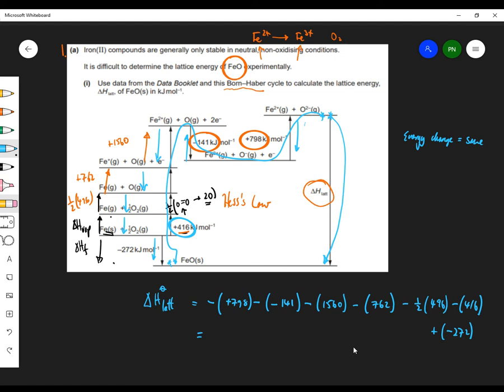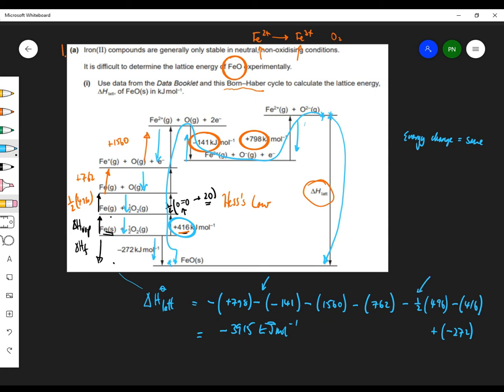Now I'm going to pause the video. I'm going to add them up in case I get it wrong. Okay, I've just worked it out, and believe it or not, I got it right. And I got minus 3915 kilojoules per mole. Now, what did you guys get wrong here? Well, you just messed up things like the double minuses. Some of you forgot the half here.